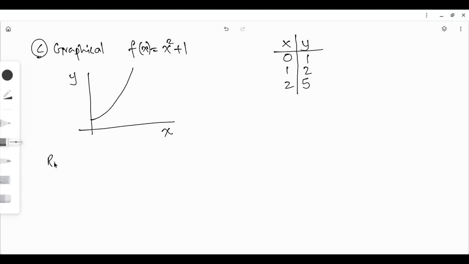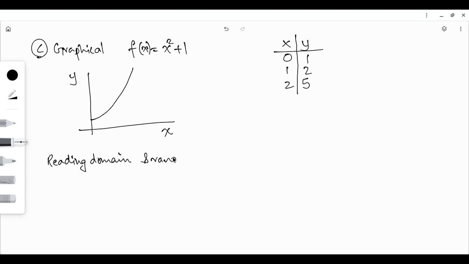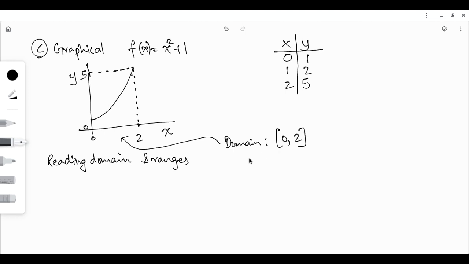Now, how to read domain and range. Let's say you're given this graph, and you know this is 0, and this right here is 2, and this is 5, and this is again 0. If you look at these values, that's going to be your domain. So the domain here is 0 to 2, both included. And if you look at these values, that's going to be your range, and that is 0 to 5, both included. So you just read off the graph what exactly you're looking for.